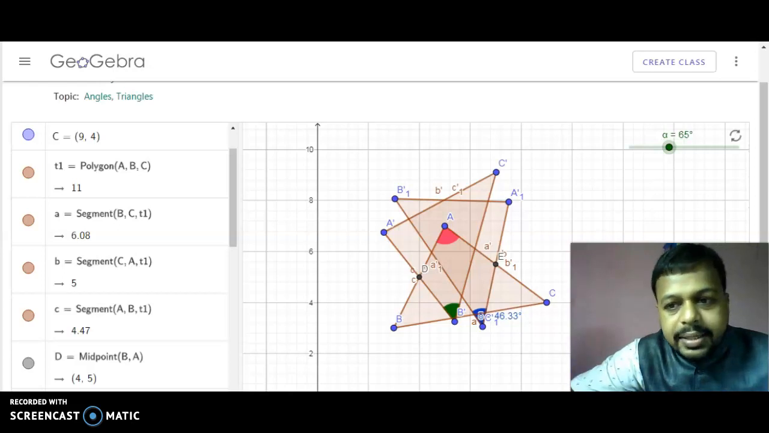In the first chapter we learned lines and angles. After that you learned circle, taught by our Pravina ma'am. Then today we are going to start triangle.